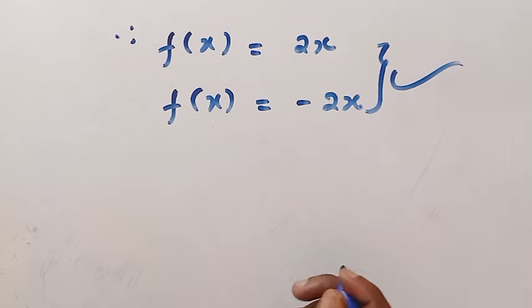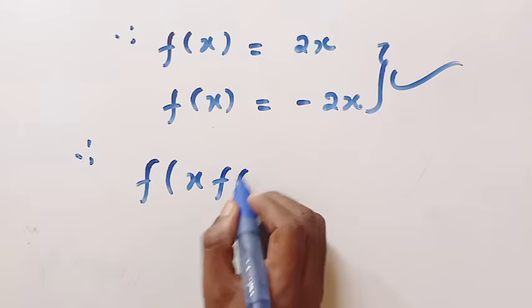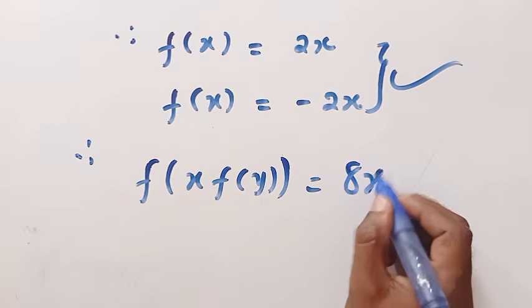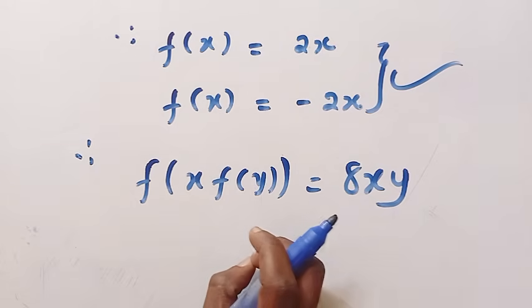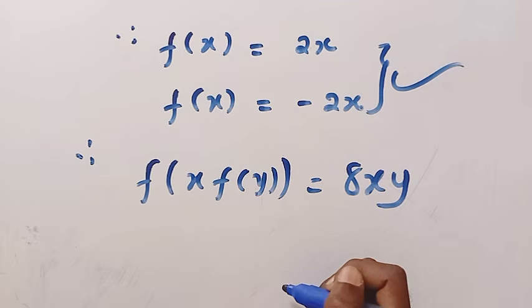But to test whether this tutorial is well comprehended, we are going to look into this: f(x) f(y) equals 8xy. So this is just similar to what we have above. The only difference is 8. Let's give it a try and drop the answer in the comment box.